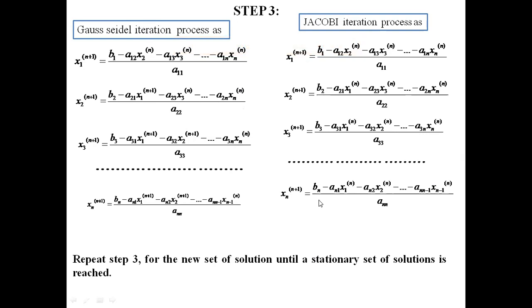For the nth Jacobi method, what is the answer obtained in the nth iteration? That must be substituted in every equation of that system. But in the Gauss-Seidel method, in addition to those values, whenever you obtain new values, you have to substitute them in the next equation. That's the only change. Now let us take some examples in both cases.